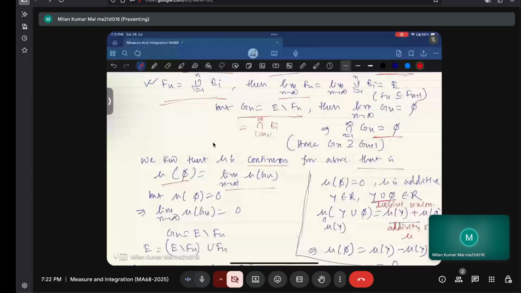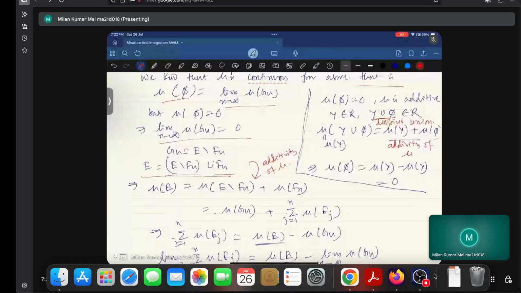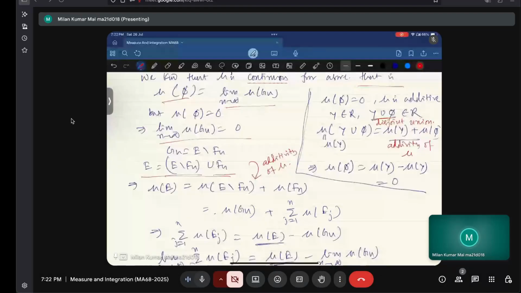Now we can write E in this form: E minus Fn union Fn, and E minus Fn is Gn. As these two are disjoint, by using additivity of mu again, we get mu of E is equal to mu of E minus Fn plus mu of Fn. So now the left hand side is mu of E, and if you take the limit as n tends to infinity, the right hand side gives the desired thing, and we conclude here.